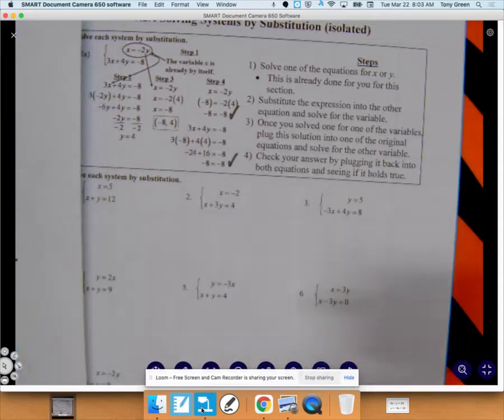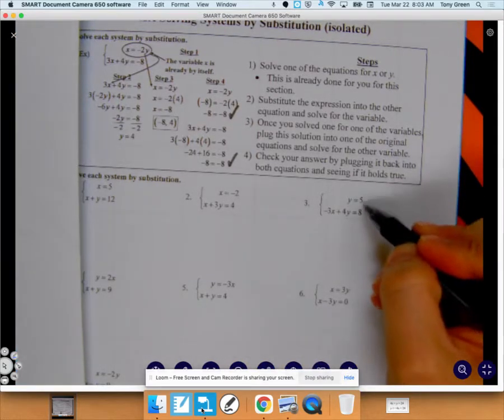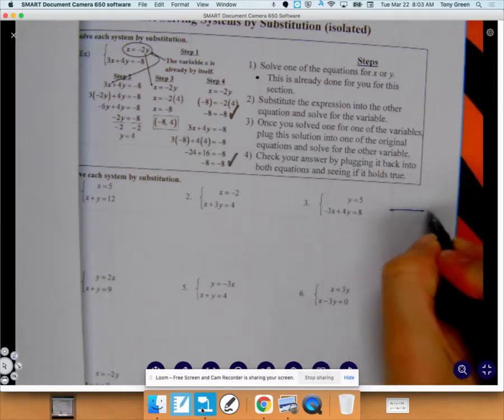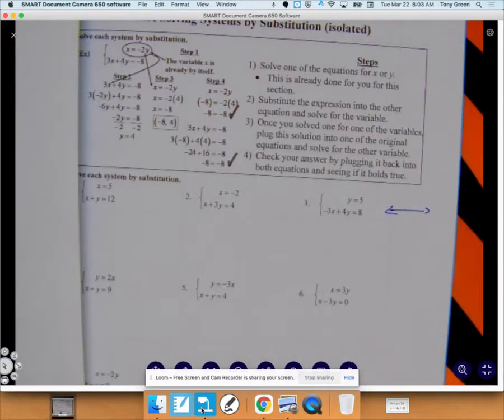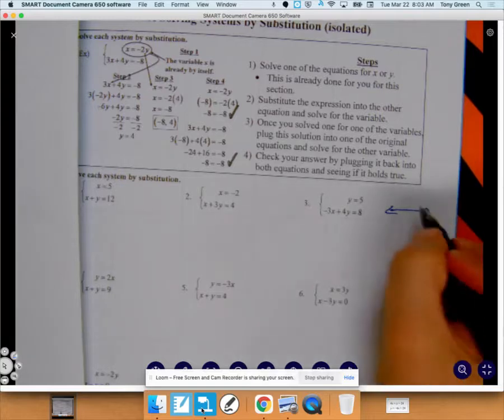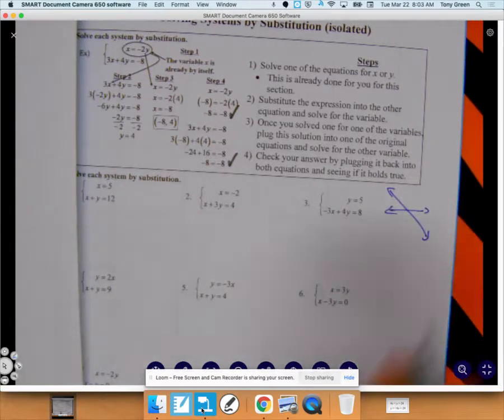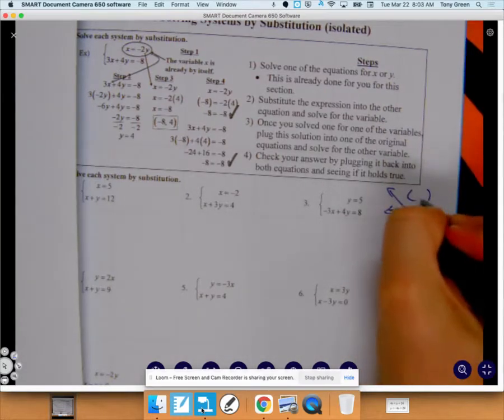Before we do, let me say this. These are 2 lines. Y equals 5 is going to go to the y-axis at 5. That's going to be a horizontal line. This line is going to probably be negative, I don't know. But those 2 lines are going to cross, and that point of intersection, that ordered pair, is the solution.